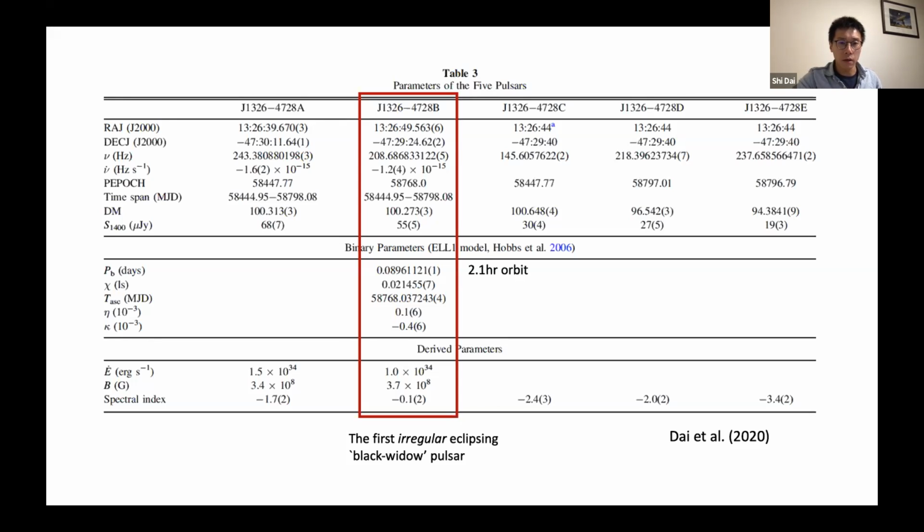And it turned out that pulsar B itself is also very interesting because it's the first irregular eclipsing black widow pulsar. I probably don't have time to go into details about this pulsar, but I will come back to the pulsar population later in the talk because they look a bit weird.